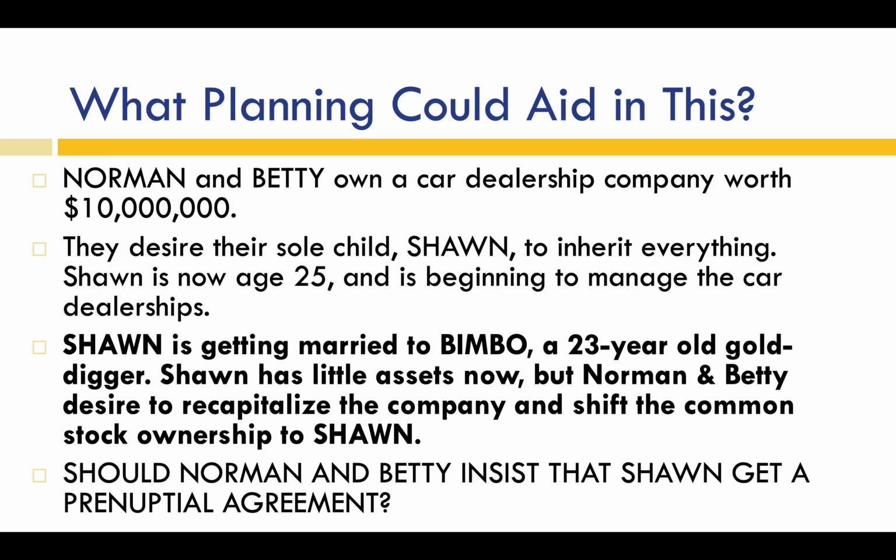And their sole child, Sean, was to inherit it. Sean was at the time age 25, and he was beginning to manage the car dealership, which was the plan all along. Sole child, right? Interestingly enough, I had the opportunity to move across the street from Norman and Betty in a nice neighborhood overlooking the water, down in Florida.